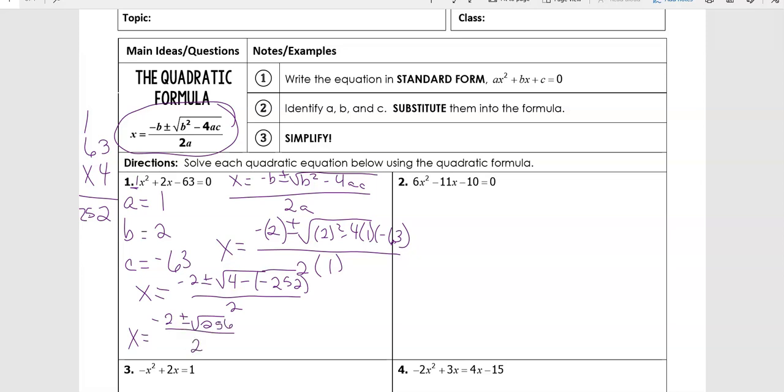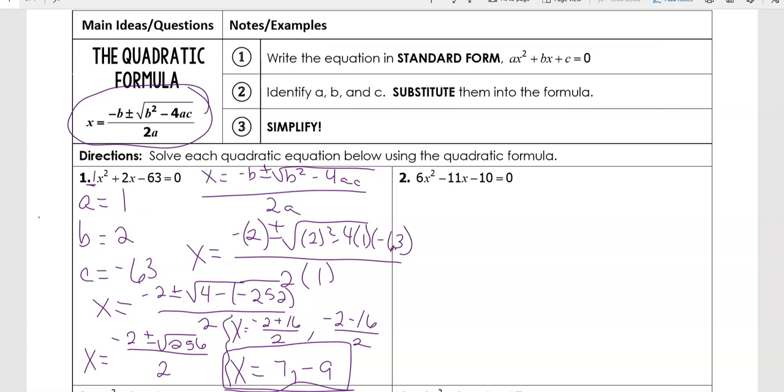So we have two solutions here that we need to simplify. We have x equals negative 2 plus 16 over 2 and negative 2 minus 16 over 2. Negative 2 plus 16 is 14, divided by 2 is 7, and negative 2 minus 16 is negative 18, divided by 2 is negative 9. So our answers are x is equal to 7 and negative 9, or negative 9 and 7.